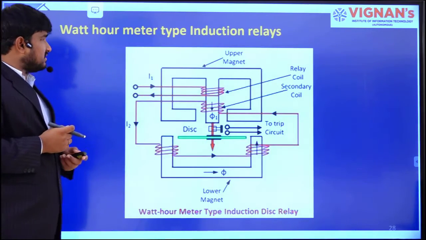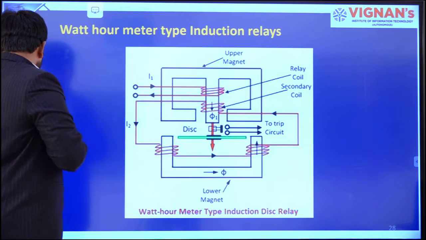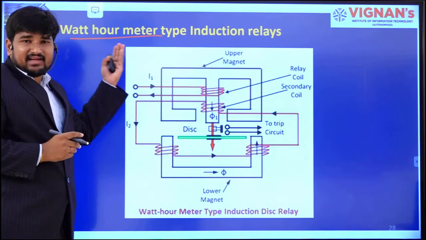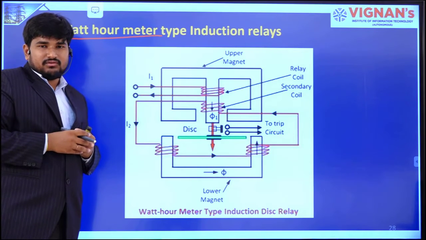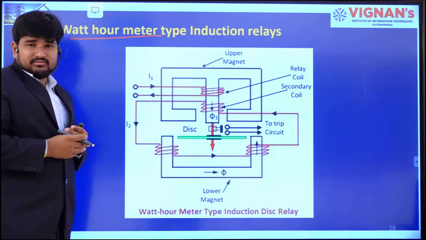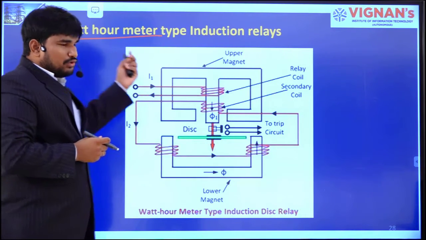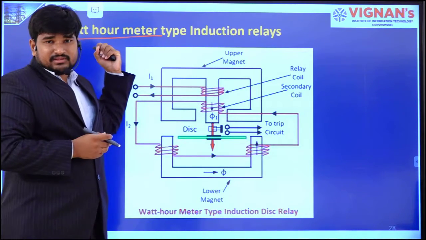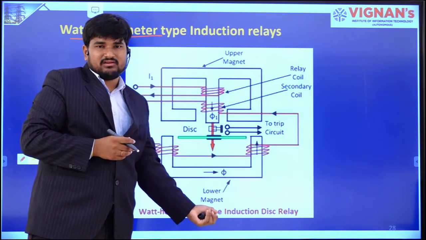Now the second one is watt-hour meter type induction relays. What is a watt-hour meter? It is like an energy meter, which is used inside our homes, which we use to calibrate energy. So the watt-hour meter will be used in our homes. The same watt-hour meter structure will be used for watt-hour meter relays as well.